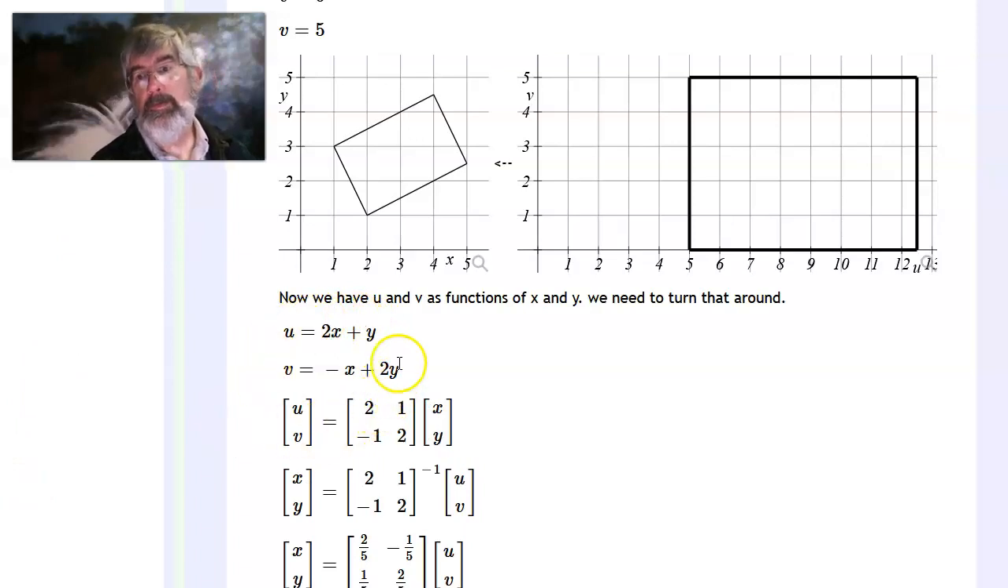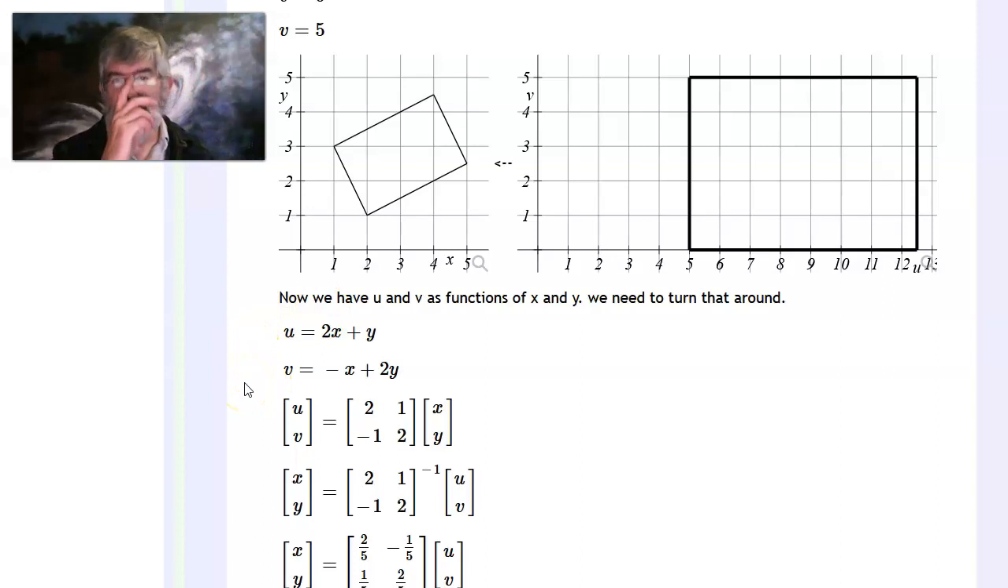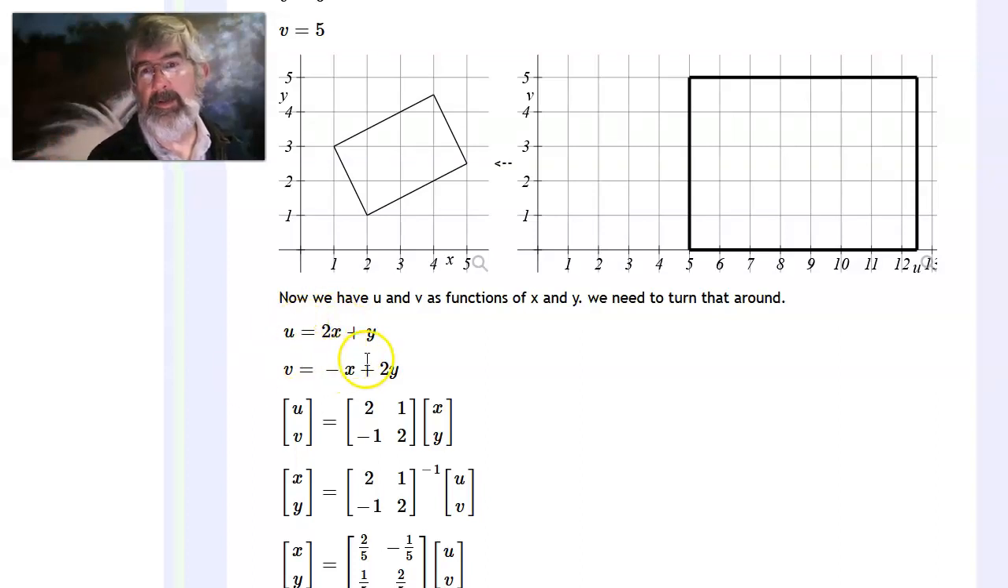So this substitution is not written the way I need it in order to do the Jacobian. Remember when we did polar coordinates, for instance, we had x as a function of r and theta and y as a function of r and theta. So the x's and y's need to be written in terms of u's and v's. So I need to do a little algebra and solve these two equations simultaneously for x and y.